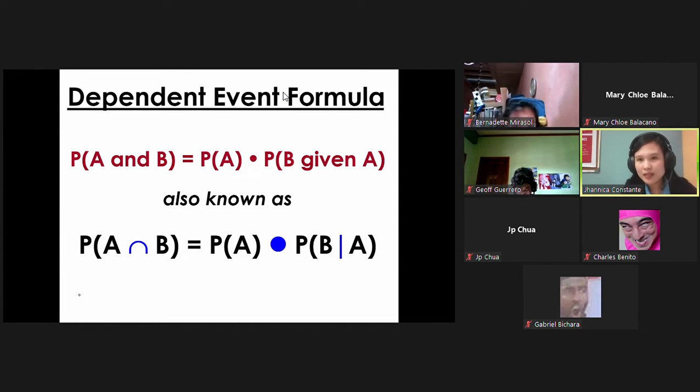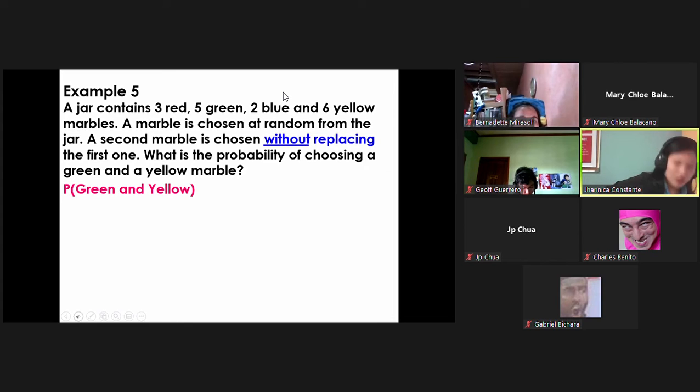Let's have an example when it comes to dependent. So let's say we have this problem. A jar contains 3 red, 5 green, 2 blue, and 6 yellow marbles. A marble is chosen at random from the jar. A second marble is chosen without replacing the first one. What is the probability of choosing a green and a yellow marble? So getting a green and a yellow without replacing the first one that you have chosen.